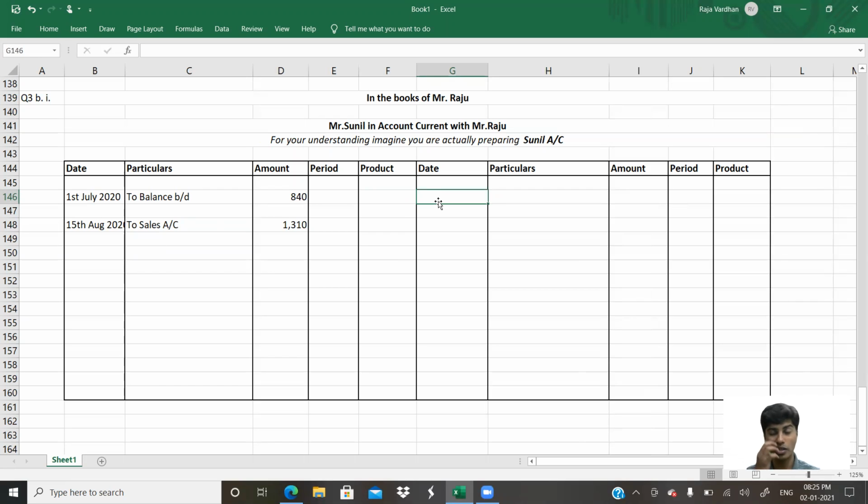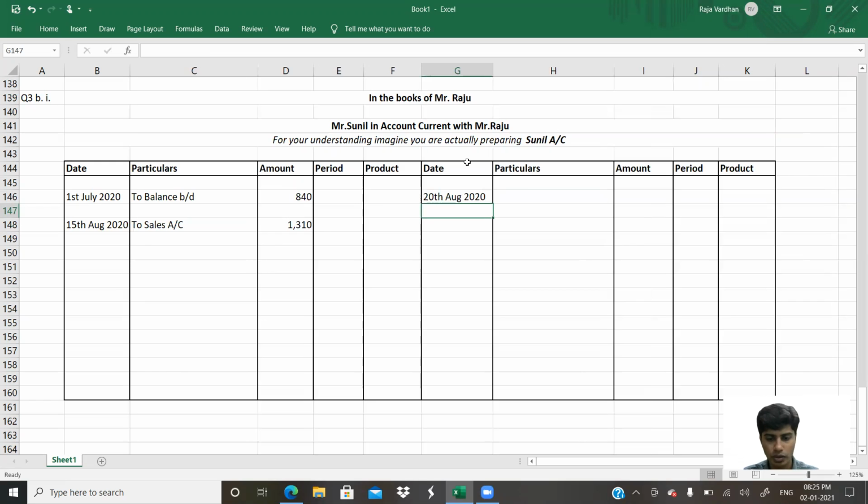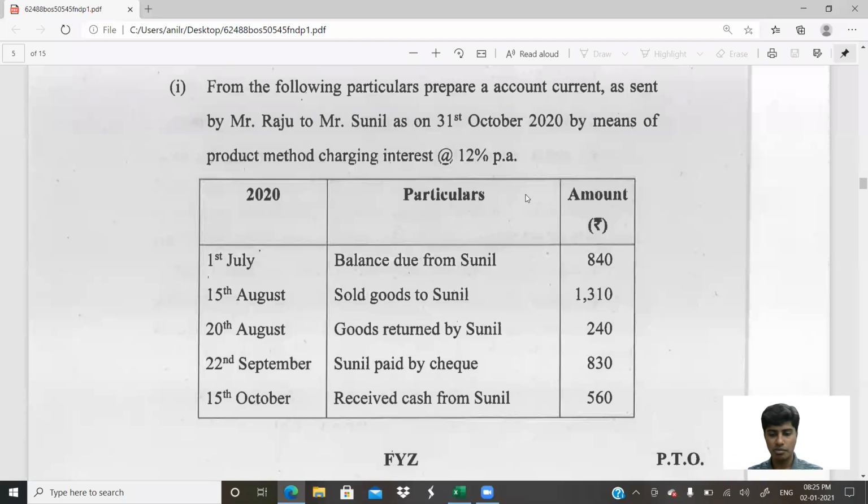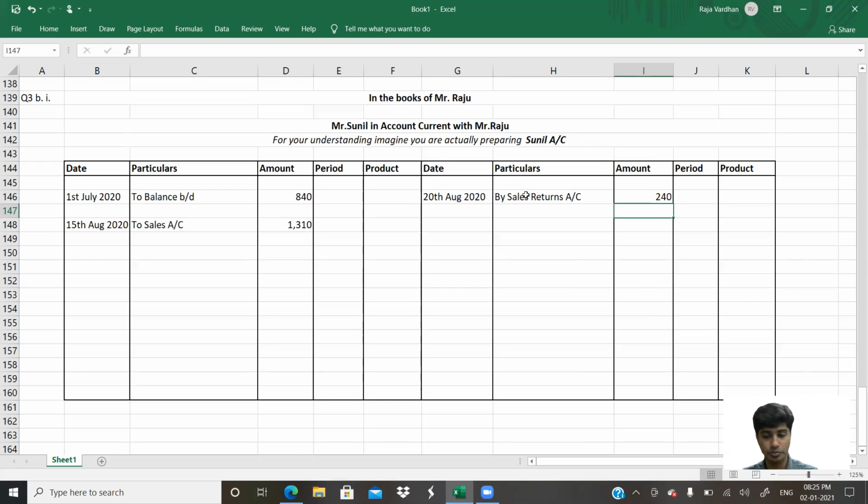Now, sales return would come here because the goods are coming back. Sales return account should be debited. And Sunil is the person who's giving us the goods, so credit the giver of benefit. Or the debtor is reducing, asset is reducing, credit him. This is happening on 20th of August, so I would write here 20th August 2020, by sales return account. The amount is 240. Perfect. I hope this shouldn't be a problem so far.